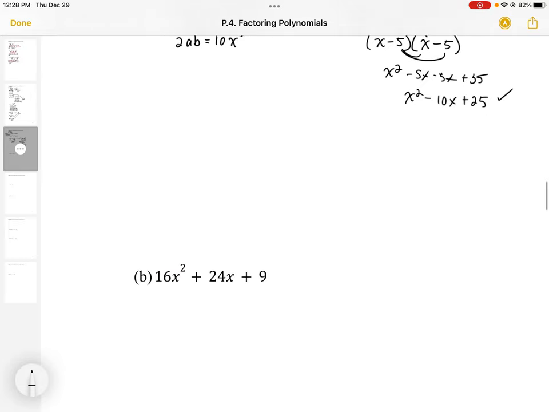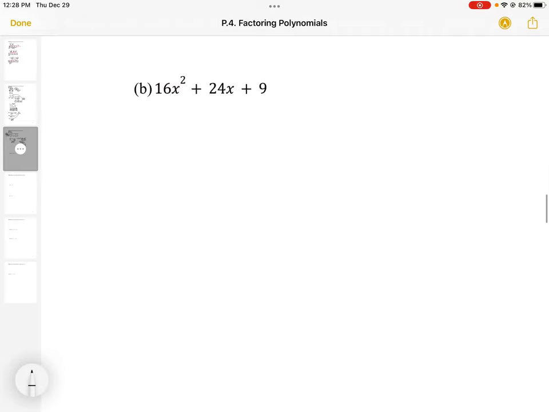Okay, let's look at another example. So we have 16x squared plus 24x plus 9. So again, notice we can rewrite 16 as 4 squared.